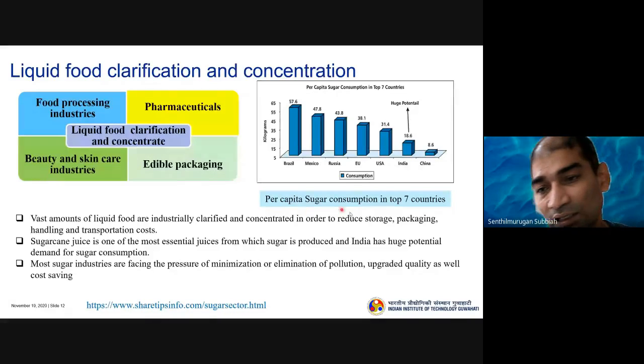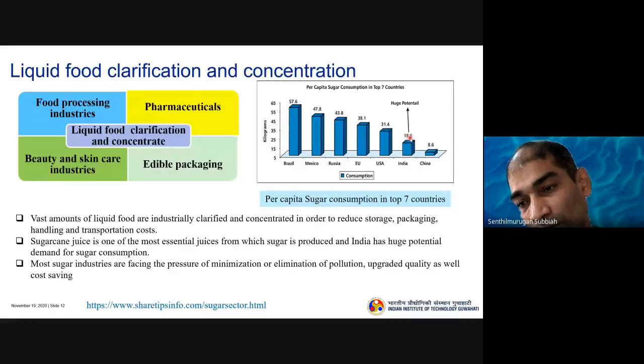And then we can see that India is 18.6, which is far away. So if you want to really produce ethanol from sugar, then you need to increase your sugar production. That requires smart technologies, and processes like forward osmosis.